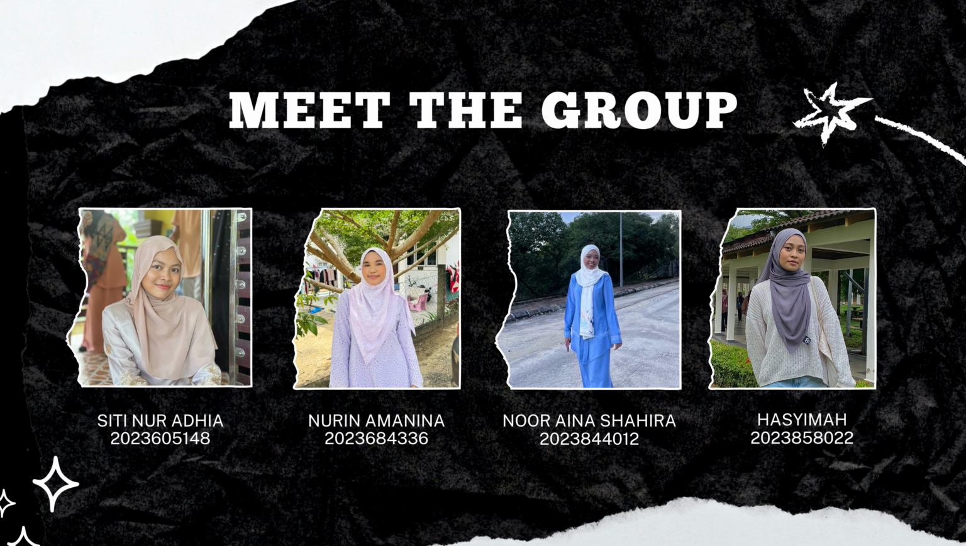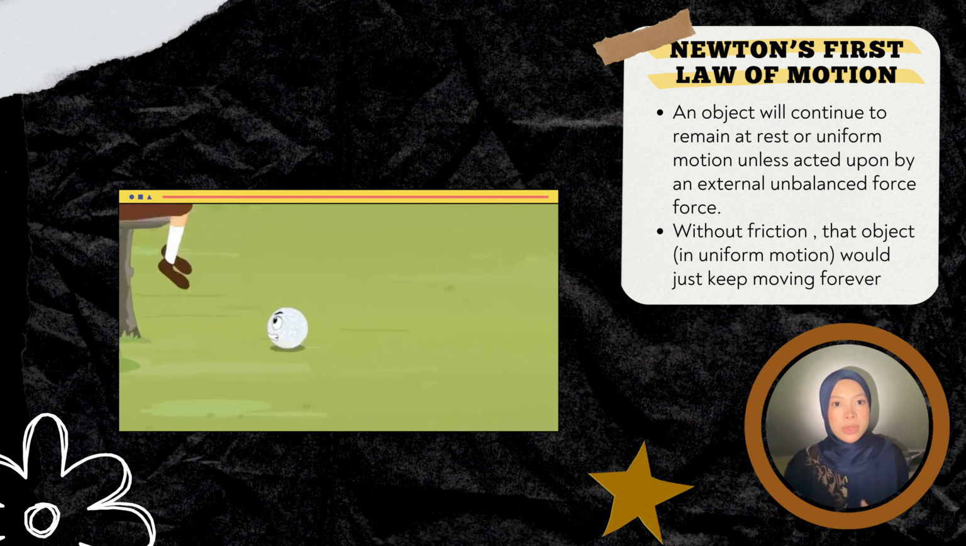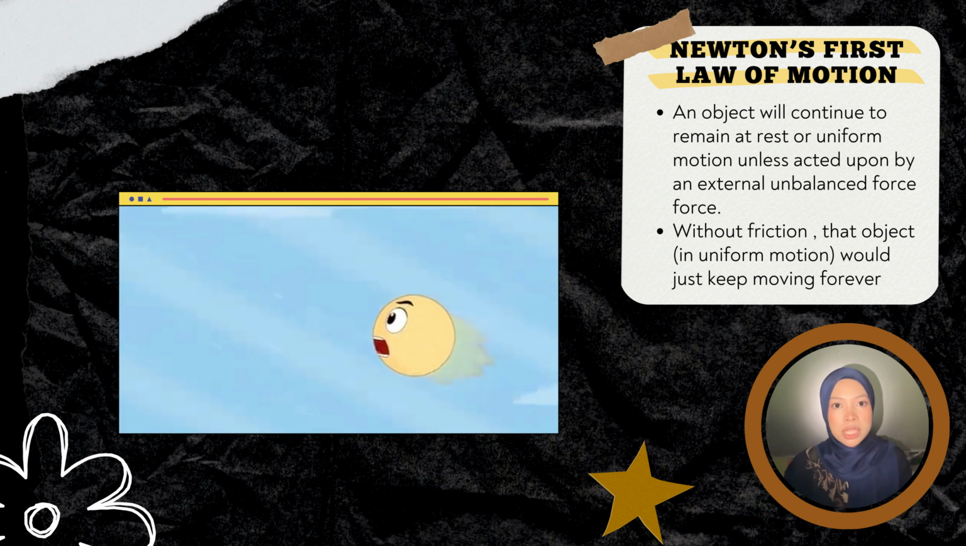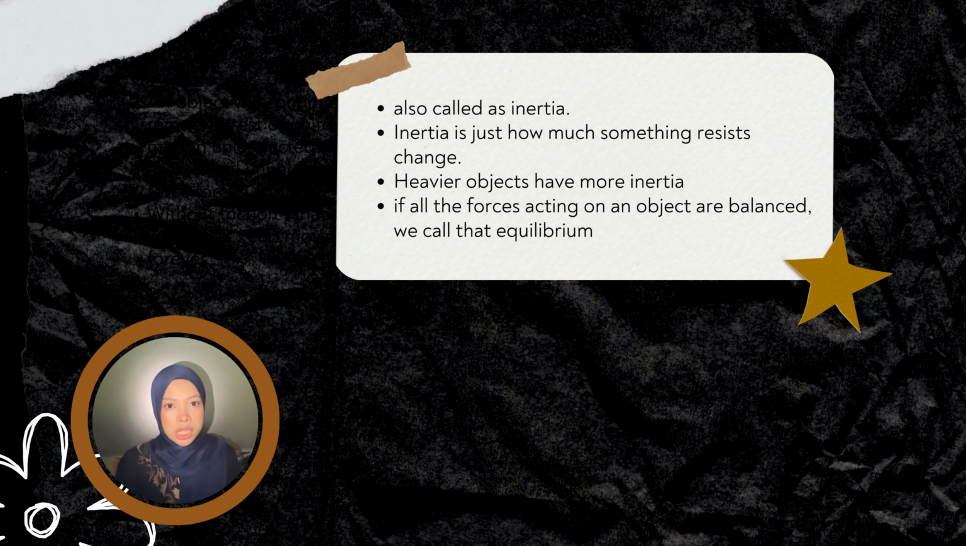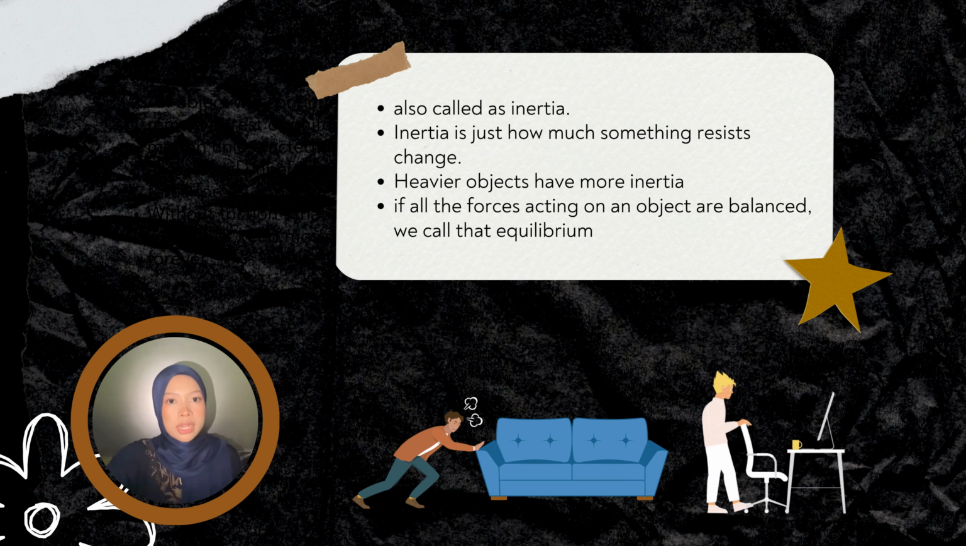But in real life, we often see things like balls eventually stop. Why? It's because of friction. Without friction or air resistance, the object will just keep moving forever. This idea is called inertia. Inertia is just how much something resists changes. Heavier objects have more inertia. For example, it's much harder to push a couch than a small chair.